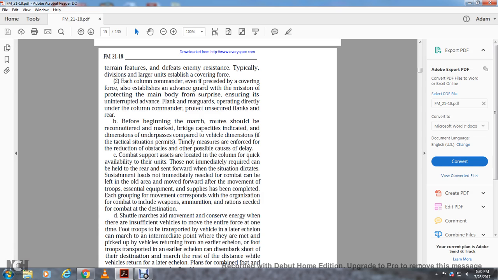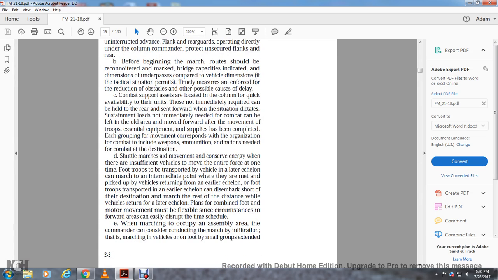Before beginning the march, the routes should be reconnoitered and marked, and bridge capacities and underpass dimensions compared with the vehicle dimensions. If the tactical situation permits, timely measures are enforced for the reduction of obstacles and other possible causes of delay. Combat support assets are located within the column according to availability of units. If they are not immediately required, they can be held in the rear and sent forward as the situation dictates.